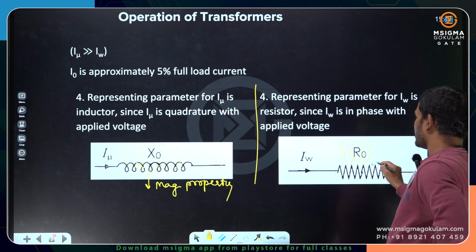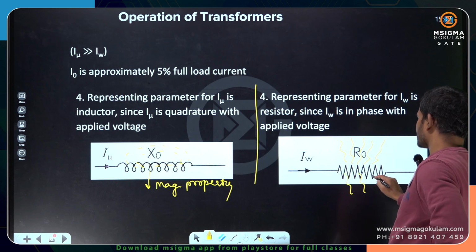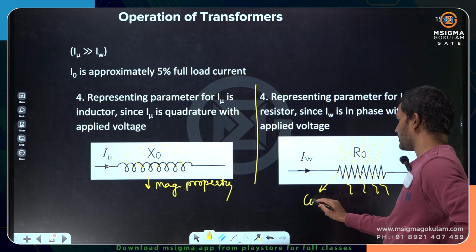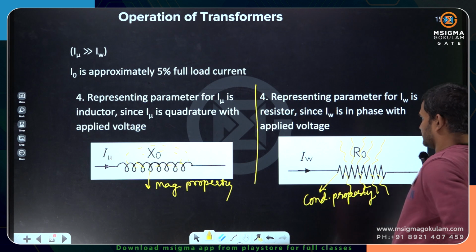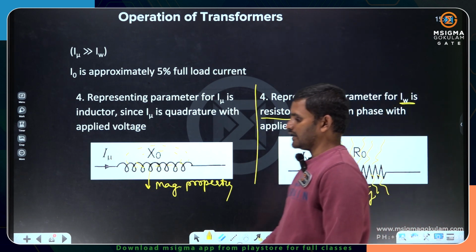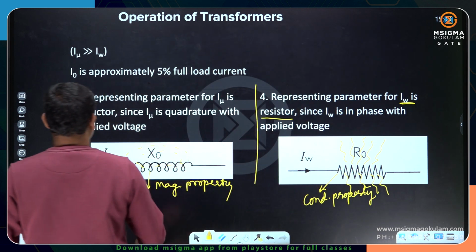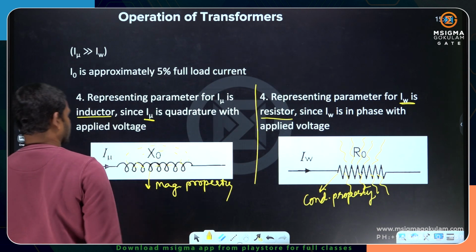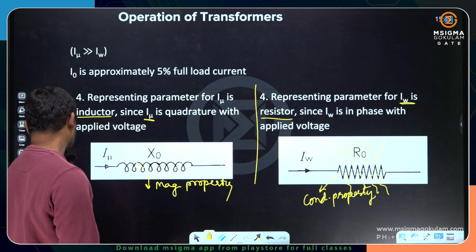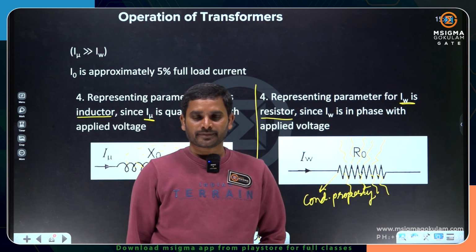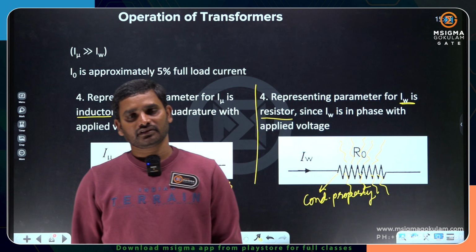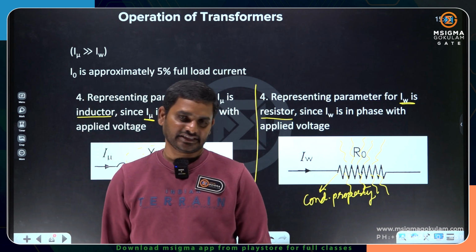Here heat is there. Inside the core, hysteresis loss and eddy current loss are taking place, heat dissipation is there, so we are representing it with resistance. This is the conducting property. We represent it with a resistor because it is in phase with the voltage. We represent it with an inductor because it is in quadrature. So that's about the no load operation of the transformer. We will see the load operation of the transformer possibly in the next session.